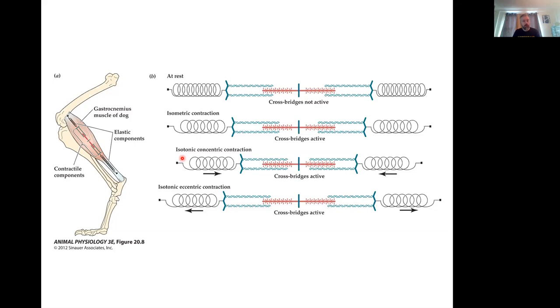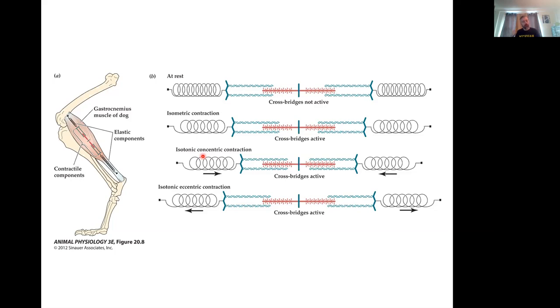This is the concentric part of that, right? The force that you're applying is greater than the load, and so the load moves and the muscle shortens, okay? But you don't just let the muscle relax. You don't just drop that weight. That's a really good way to hurt yourself, right? So you slowly let the weight back down, okay?